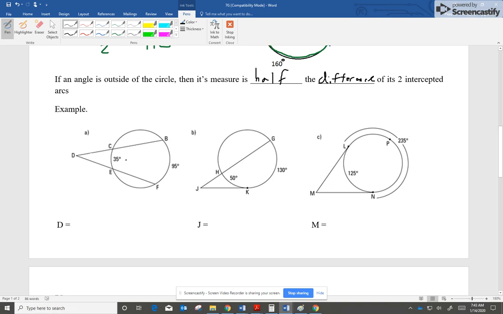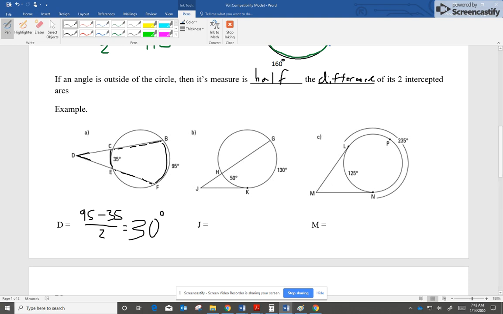Okay, so if we're looking for angle D, it is going to intercept two arcs. If I trace this out, it's going to intercept this arc CE. Okay, and if I continue to trace this out, it's going to intercept arc BF. All right, so angle D, we're going to take the two arcs, 95 minus 35, and we're going to divide that by 2. 95 minus 35 is 60, and we divide that by 2, so angle D is going to be a 30-degree angle.